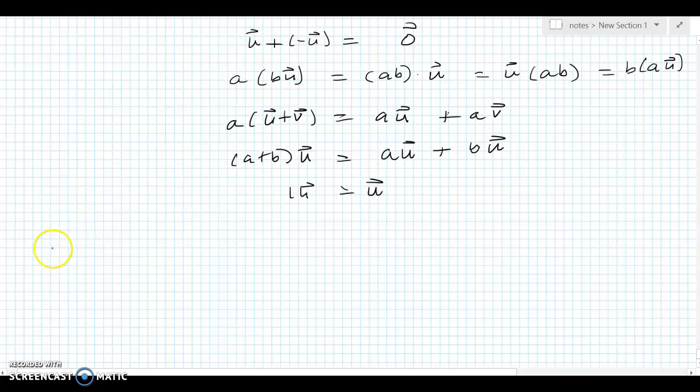And I want to just look at a proof: a times (u plus v) equals au plus av. And that's what I'm going to start in the next video. Thanks.